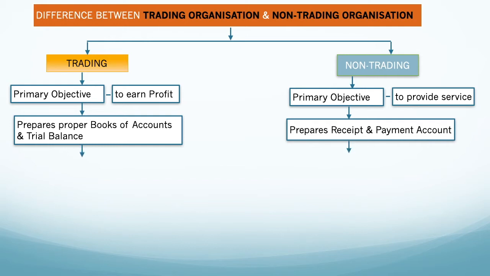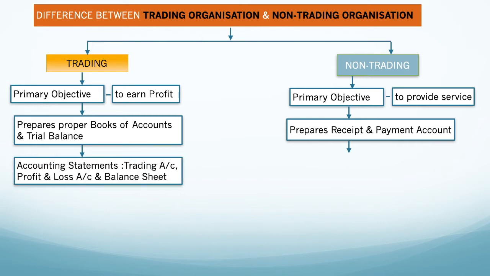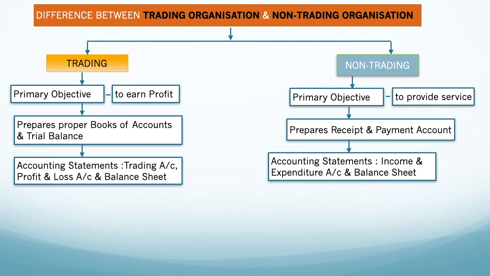Then the next point is that as accounting statements, trading organization prepares trading account, profit and loss account and balance sheet. That is what we saw last year in S.Y.J.C also, in sole proprietorship, and this year partnership final account. Now, as accounting statements, non-trading organizations prepare income and expenditure account and balance sheet. So here you can see the difference, that there is no trading account because they don't get involved in trading activities.